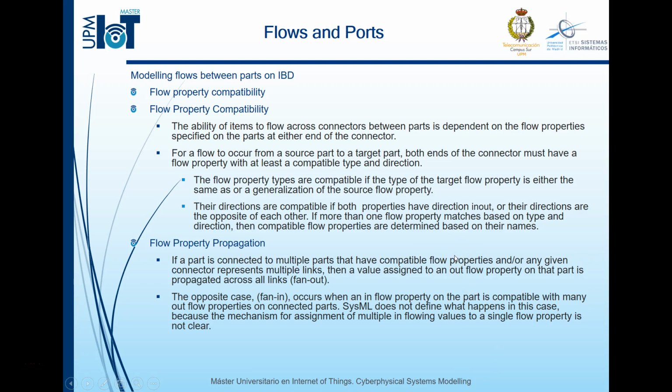The flow propagation, as I mentioned, is this: if a part is connected to multiple parts that have compatible flow properties, and a given connector represents multiple links, the value assigned to an outflow property is propagated to all the links. This number of external connections has a name. It's the fan out of the block. Fan out represents how many blocks are connected to one getting data from us.